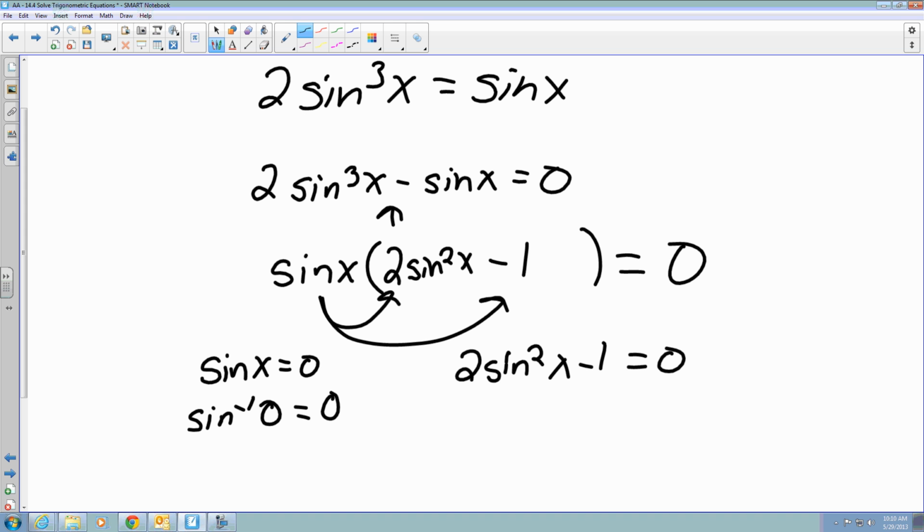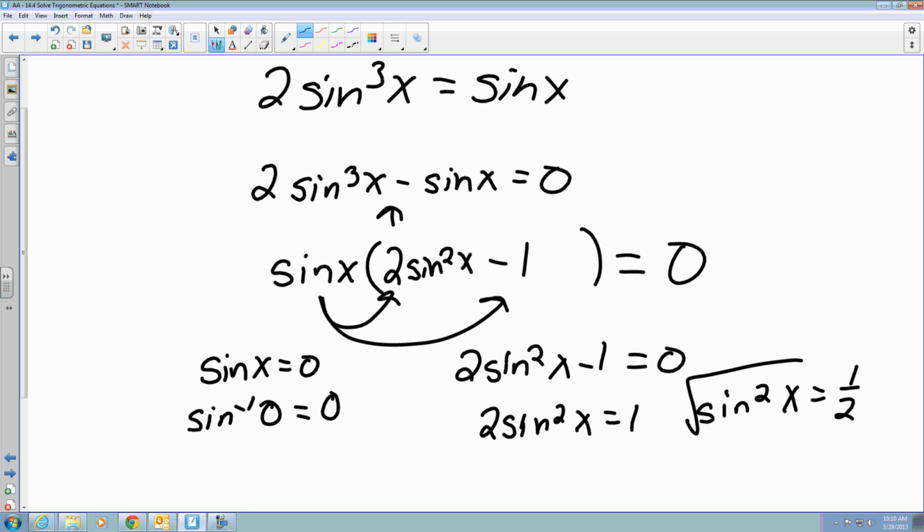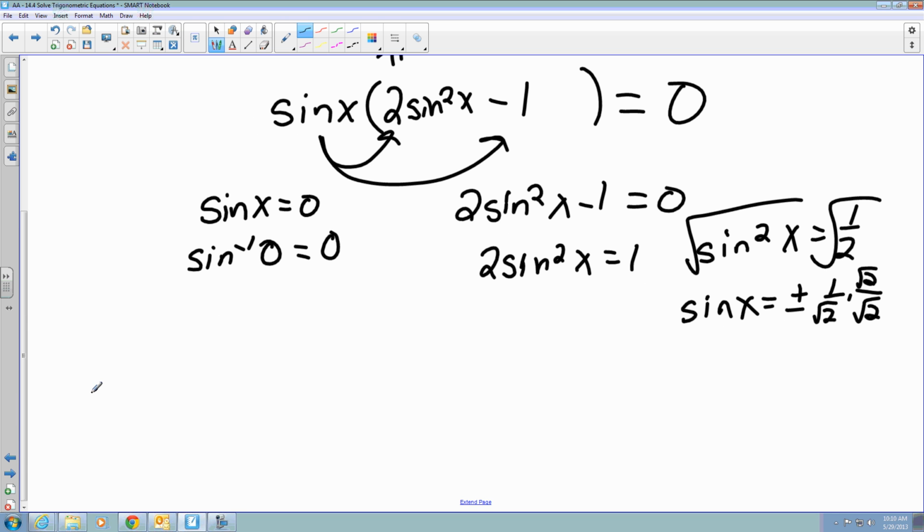For my second equation, I must isolate my sine squared function. So I'm going to add 1 to both sides, so I get 2 sine squared x equals 1. Divide both sides by 2, so I get sine squared x equals 1/2. Take the square root of this, so I can get sine of x equaling plus or minus the square root of 1 over the square root of 2. But I can't have a square root in my denominator, so the sine of x is going to equal plus or minus the square root of 2 over 2.